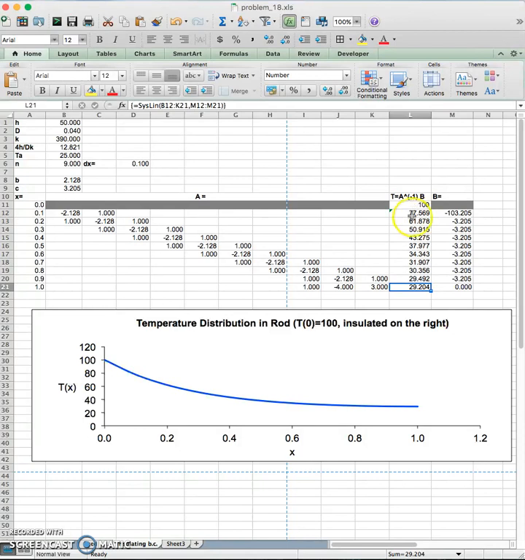After you do the syslin, now you have the temperatures. You can plot the temperatures as a function of x. You can see this curve, and we see that we impose the boundary conditions properly. The temperature on the left is 100, and the slope, which is the derivative here, is 0. It's flat, right? So the curve is flat, the slope is 0, means the flux is 0, and that is exactly the boundary condition we impose on the right.